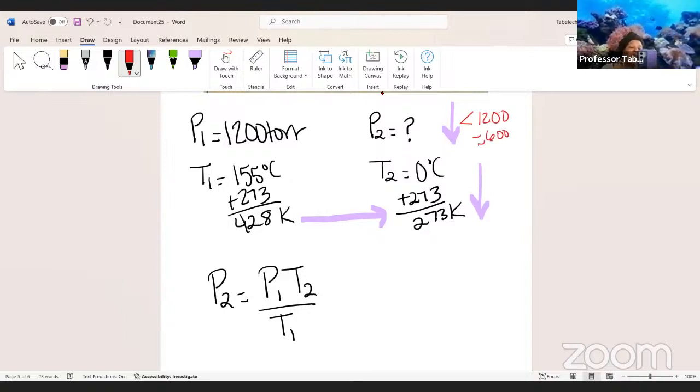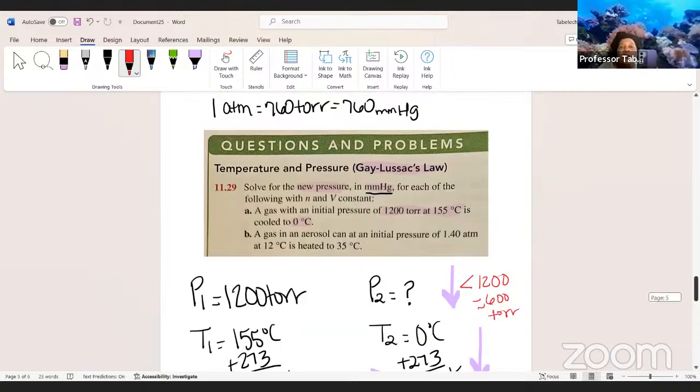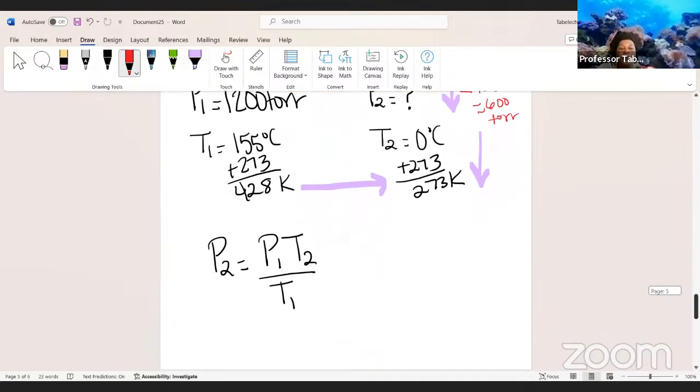But remember, even though we're saying torr, they want the final answer in millimeters of mercury. Right here, if you see on the board, they want the answer in millimeters of mercury. So what do I have to do? We're going to first solve it for P2, get that answer in torr, and then convert the answer to millimeters of mercury. And how do we do that? Here's my conversion factor right here. 1 ATM equals 760 torr, which also equals 760 millimeters of mercury.